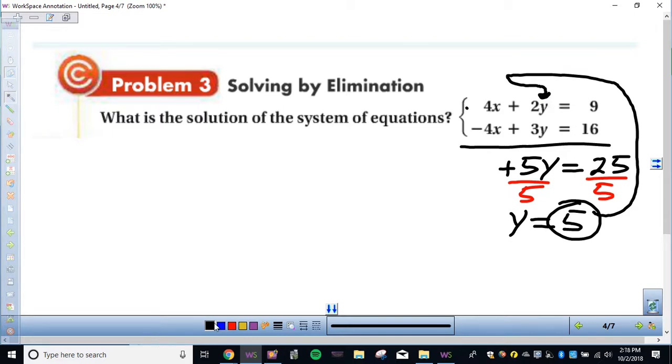Why do you think I chose that top equation as opposed to the bottom? There's no negative, right? Just always pick the easiest possible way to do the problem. The math is hard enough without. So we get 4x plus 2 times 5 equals 9. 2 times 5 is 10.